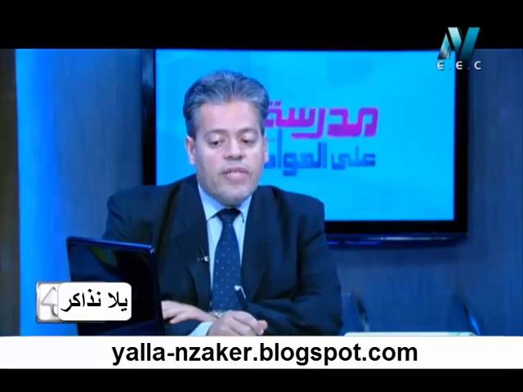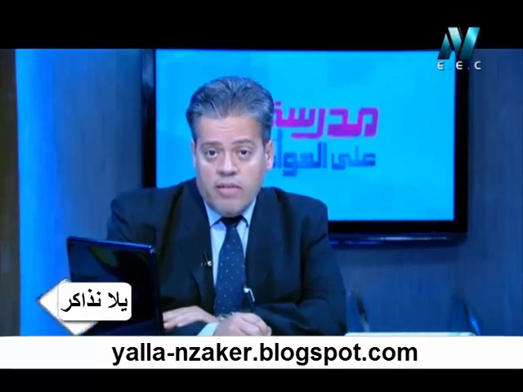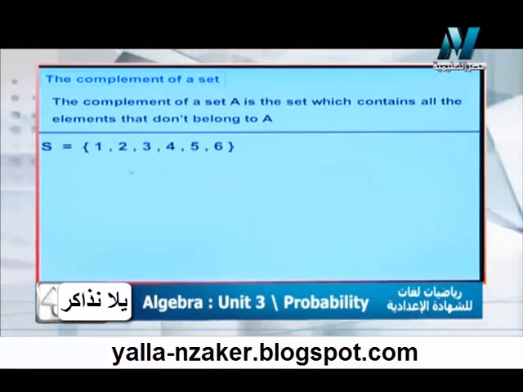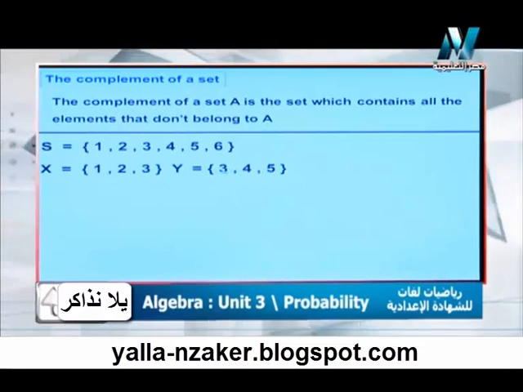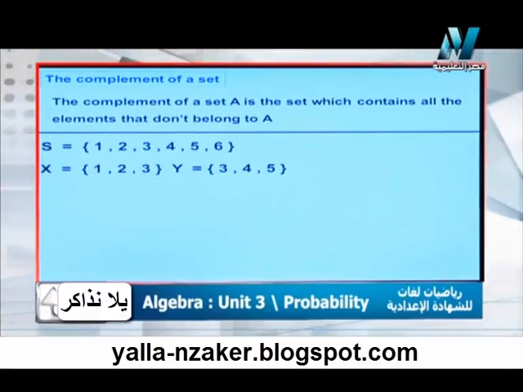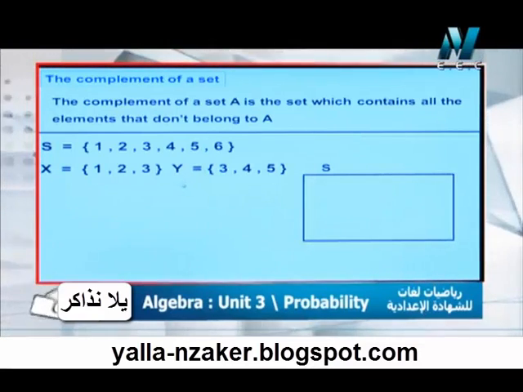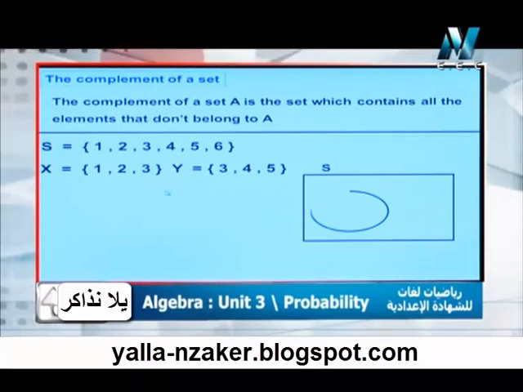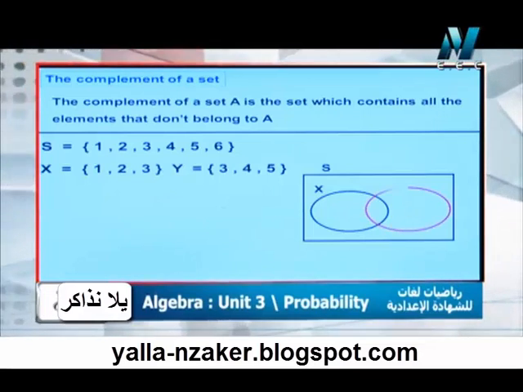طيب خلينا نشوف example على الجزء ده بس عشان نفهم كده. على السكرين احنا الديفينيشن أهو مكتوب قدامنا. عندنا example بيقول لي S is 1 2 3 4 5 and 6. This is x and this is y. لو حبيت أرسم أول حاجة two sets دول، طبعا x and y are two intersecting sets. This is S طبعا الأول، مهم جدا إن أنا أحطها ما دام هي موجودة في الكويستشن. And this is set x and this is set y and there is an intersection between these two sets.